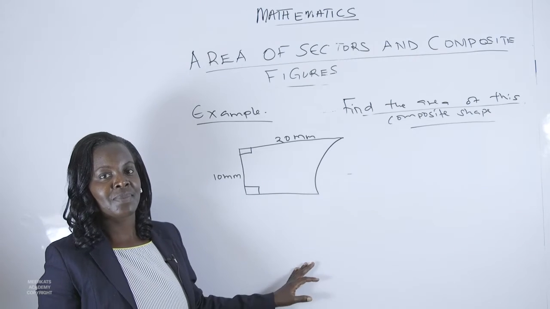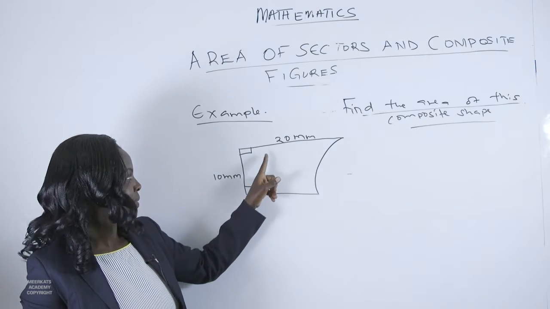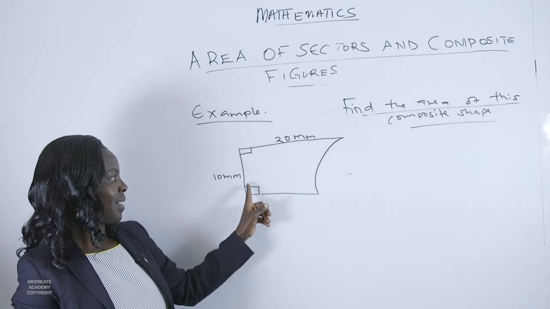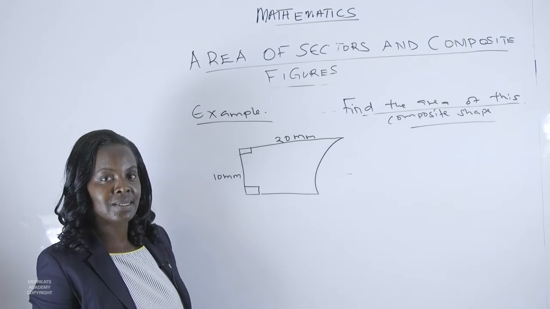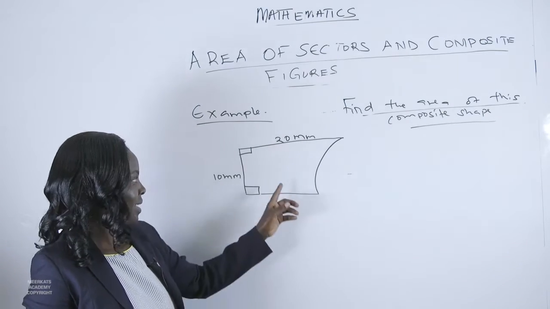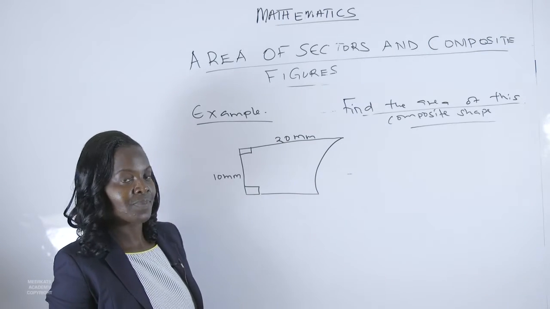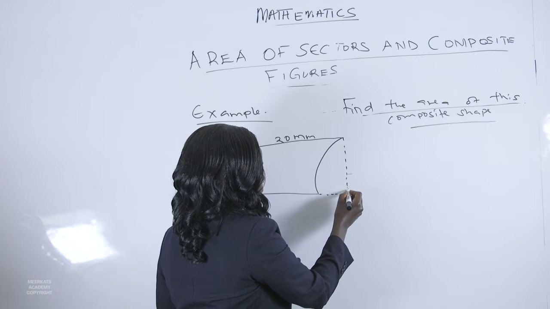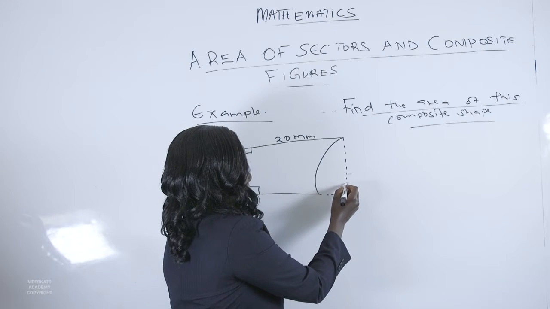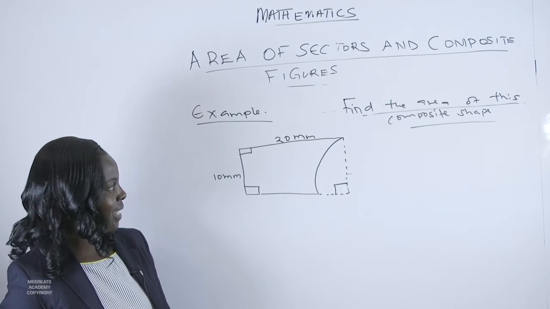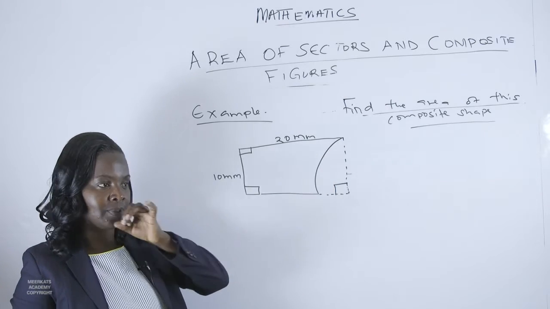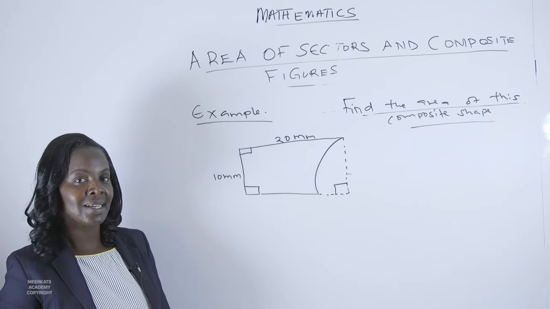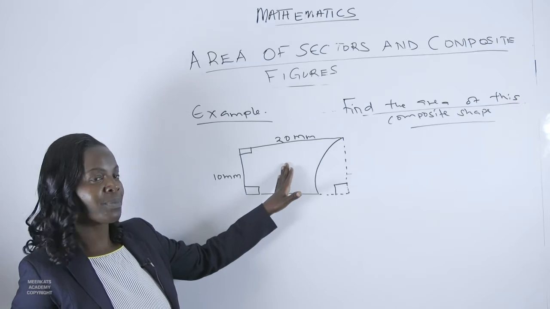So which are the basic shapes? You realize first of all that this is a rectangle because the sides are not equal, yet they are parallel, and we have right angles where they meet. So this is a rectangle. Then what about this part here? If we join the dots, you realize that this part that has been cut out from this shape is a sector. A sector has been cut out from this composite figure.